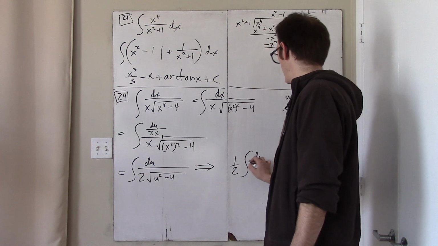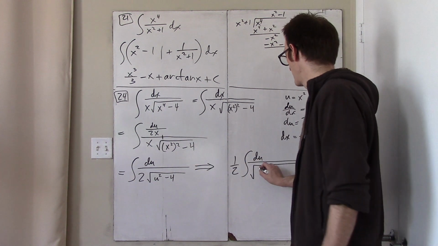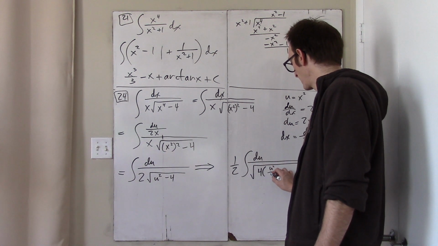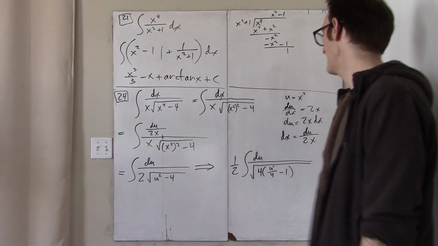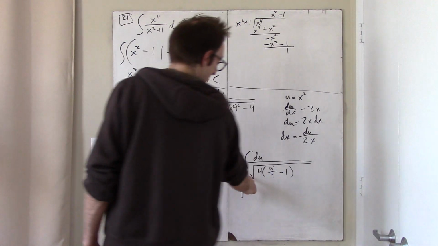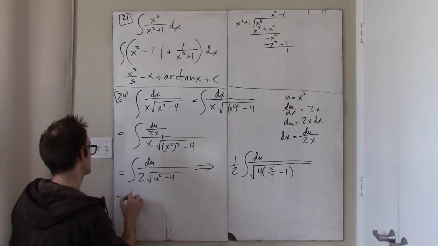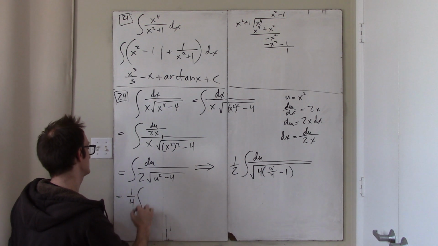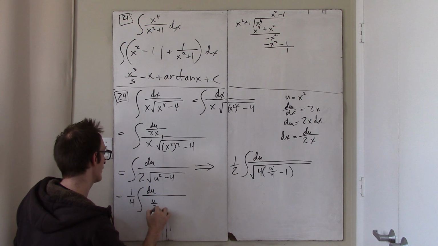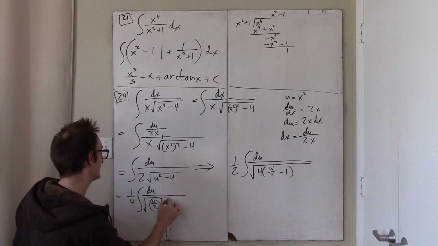I get du over the square root of, inside the radical, I factor out a 4. So that's u squared over 4 minus 1. That was the whole point, to make that a 1. I take that 2 out of the square root. It becomes a 2, so I end up with another 1/4 here. And this is now 1/4 antiderivative du over, I rewrite this as u over 2 squared minus 1. All of that is in the radical.